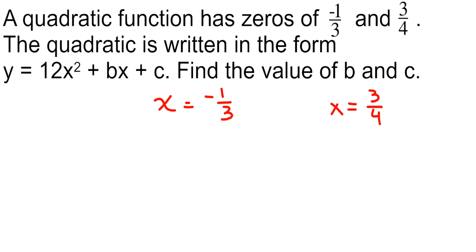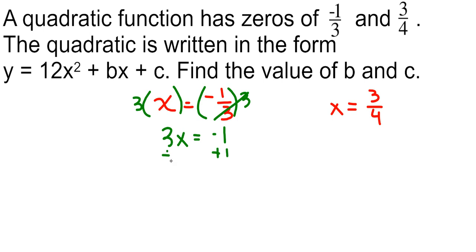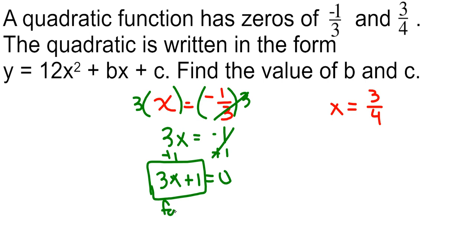To get rid of the denominator, I'm going to multiply both sides by 3 to be fair. So that's gone, and I have 3x equals -1. And then I will just add 1 to both sides, and get 3x plus 1 equals 0. So that's one of my factors. One of my factors of that quadratic is 3x plus 1.